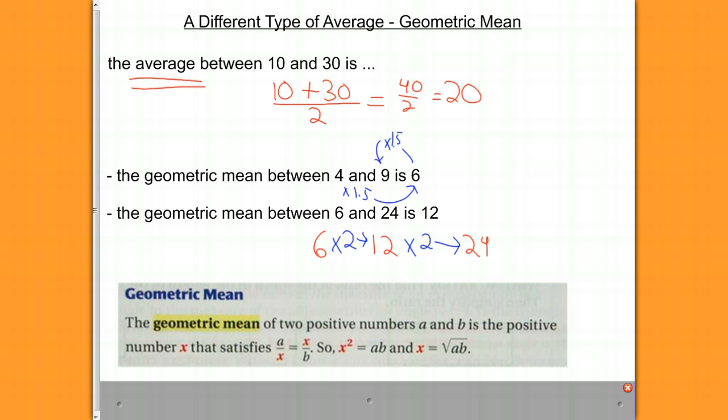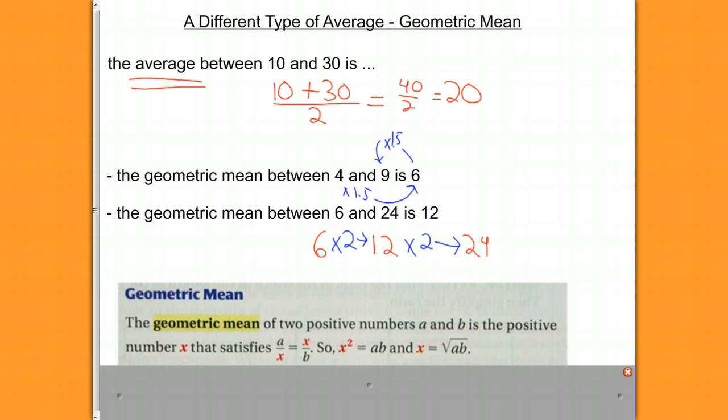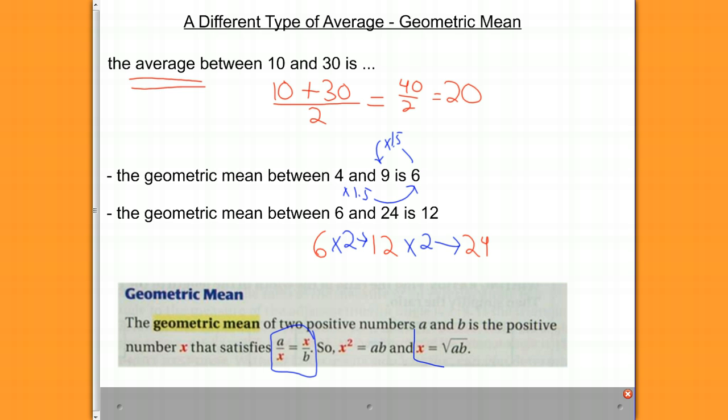Now, to get that number, what you're doing is really dealing with a proportion. And when the question is just what is the geometric mean, that's your formula. You're multiplying the two numbers and then taking the square root. 4 times 9, that's 36. So you take the square root of 36. There's where that 6 came from. 6 times 24, you take the square root of that. 6 times 24 is 144. Square root of 144 is the 12.